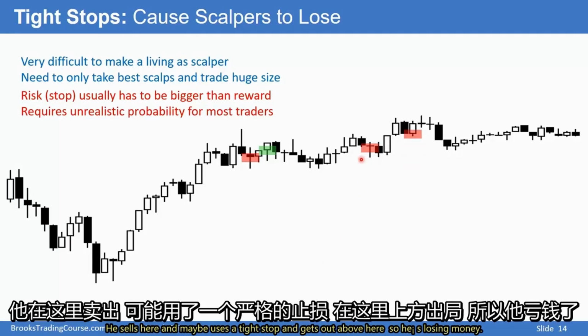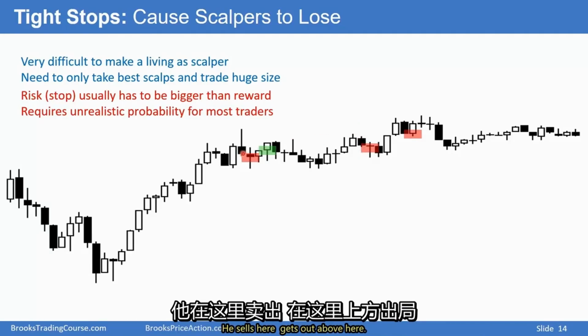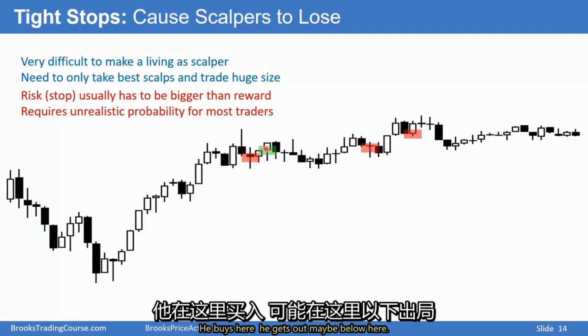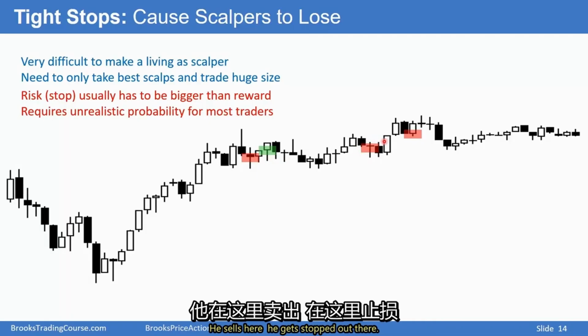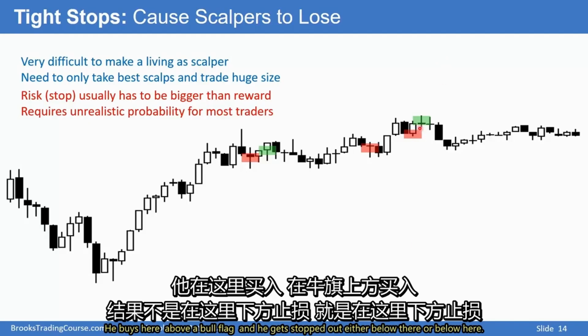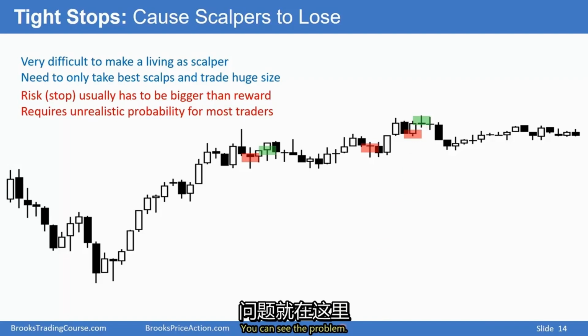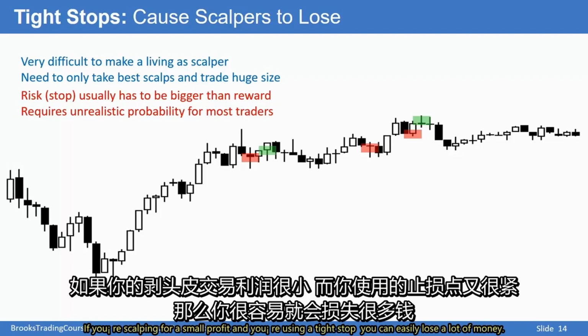He sells here and maybe uses a tight stop and gets out above here. So he's losing money. He sells here, gets out above here. He buys here, he gets out, maybe below here. He sells here, he gets out above here. He sells here, he gets stopped out there. He buys here above a bull flag and he gets stopped out either below there or below here. You can see the problem. If you're scalping for a small profit and you're using a tight stop, you can easily lose a lot of money.